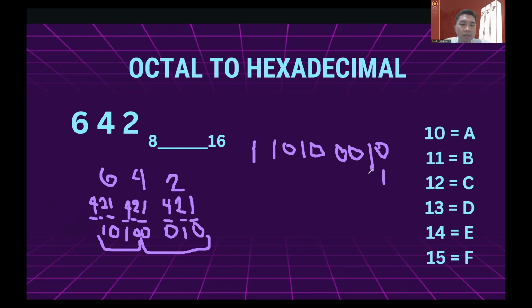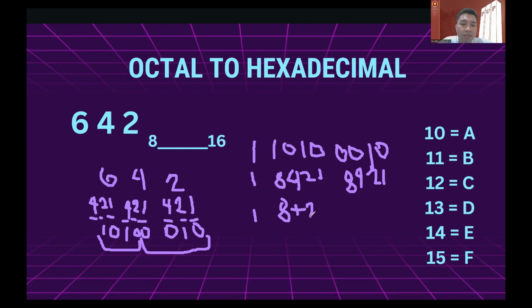Again, 1, 2, 4, 8, since it is only 4-bit. 1, 2, 4, 8. And 1. And after that, we will just simply multiply these numbers. So 1 times 1 is equal to 1. 1 times 8 is equal to 8. 0 times 4 cannot be, so we disregard that. 1 times 2 is 2.